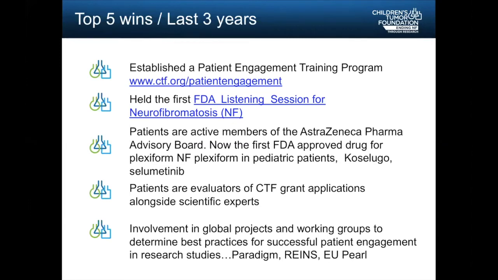Patients are also active members of AstraZeneca's Pharma Advisory Board. Now, the first FDA-approved drug for Plexiform NF in pediatric patients, Koselugo, and one of those patient advocates will speak about their experience tonight, so I won't say much more about that, other than CTF is really the facilitator in connecting patients with stakeholders across research, clinical, pharma, and regulators. Patients are also evaluators of the CTF grant application programs, or Young Investigator Award programs or Drug Discovery Initiative programs. We do involve patients' input there as well.